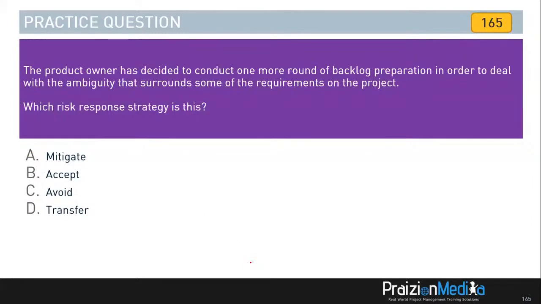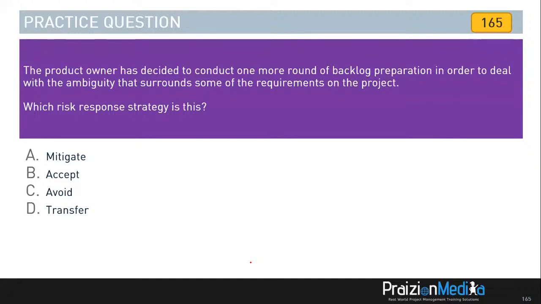Here's your next question. The product owner has decided to conduct one or more rounds of backlog preparation in order to deal with the ambiguity that surrounds some of the requirements on the project. Which risk response strategy is this? All right. Hit the pause button for more time.